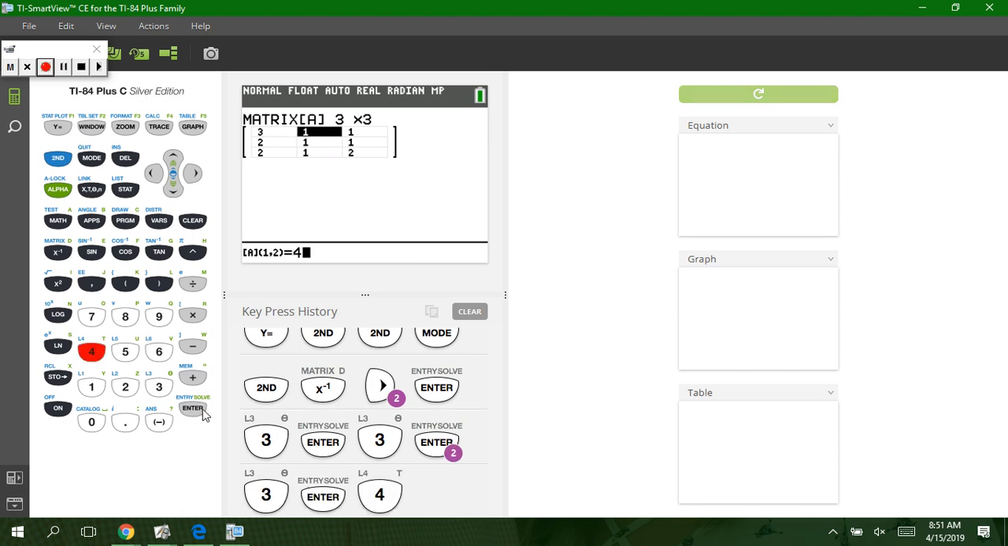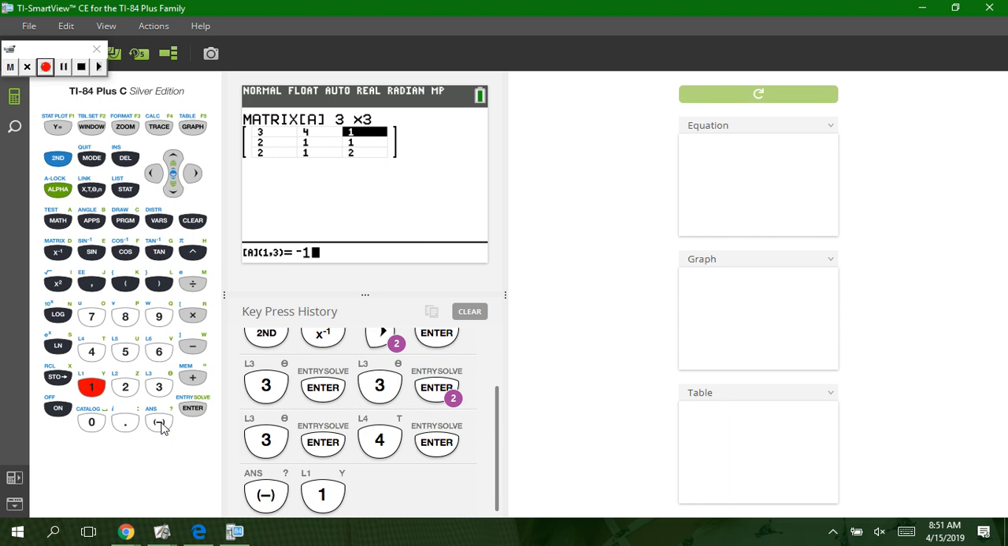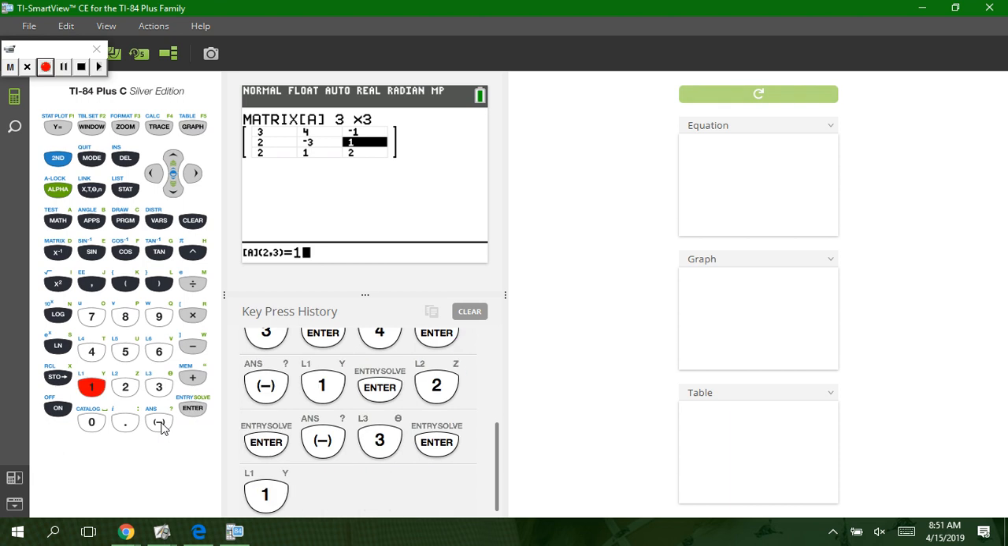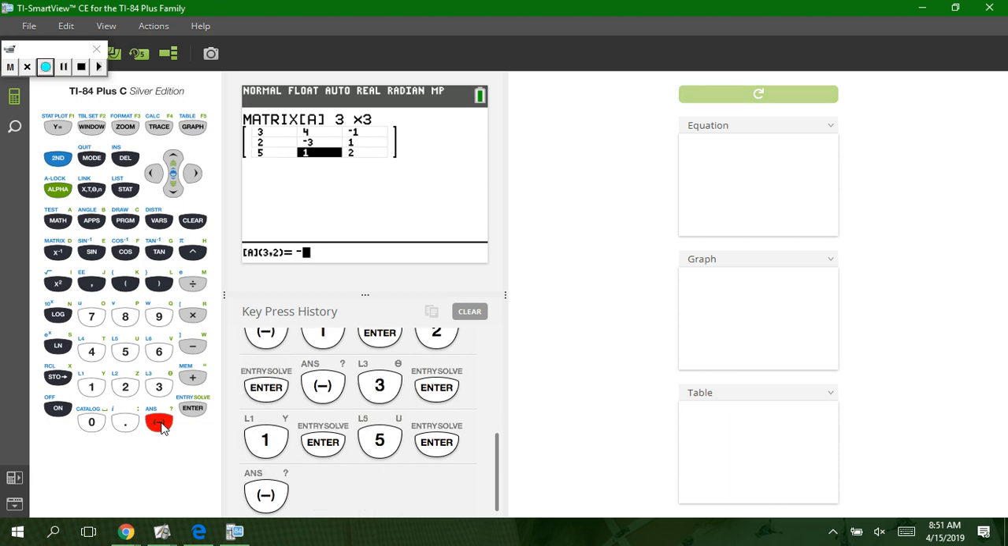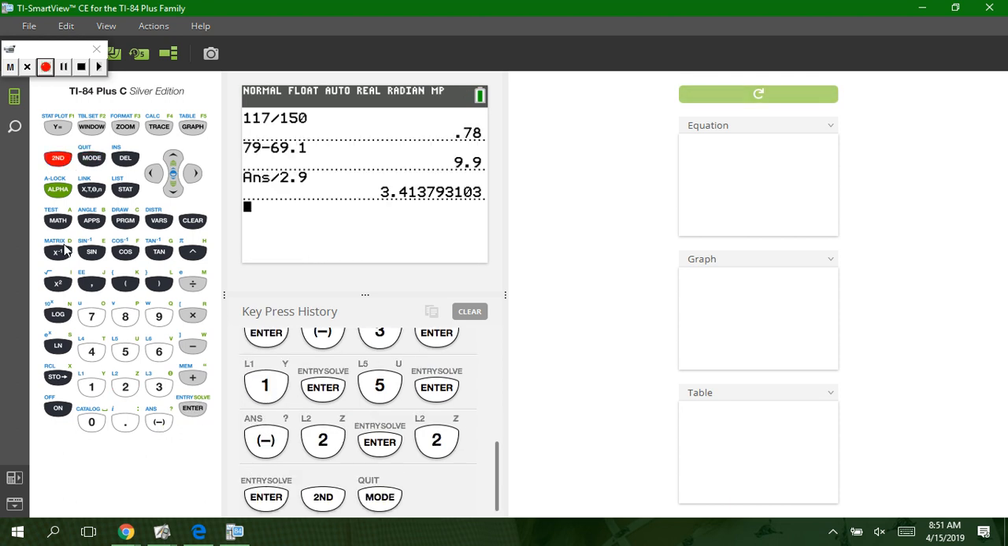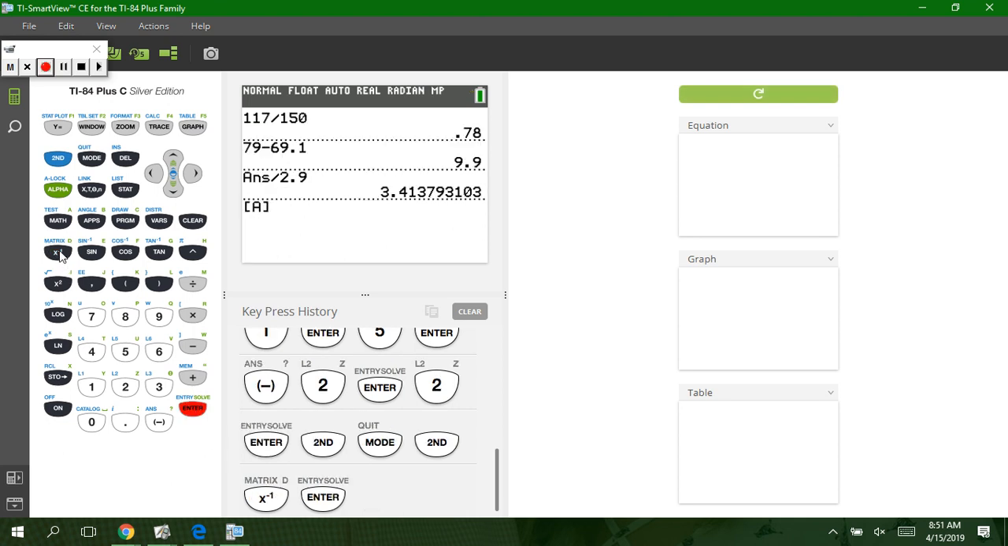3, 4, negative 1, 2, negative 3, 1, 5, negative 2, and 2. Is that what it was? So what I'd do on my calculator, I'd go second matrix, that, and then I'd do its inverse button.